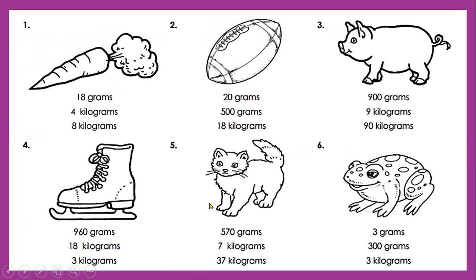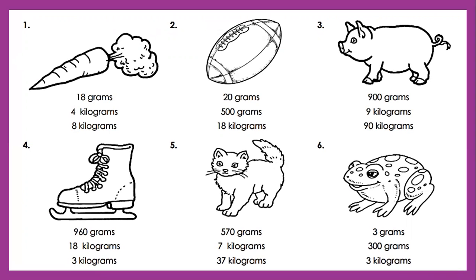Look at this cat. It can be 570 grams or 7 kilograms or 37 kilograms. So you know the cat is a heavy object, a heavy item. So you have to choose kilograms. It can be 7, it can be 37. Okay, you have to estimate. You know the frog is small and it can be in grams. So you can say 3 kilograms. Okay, you have to estimate.